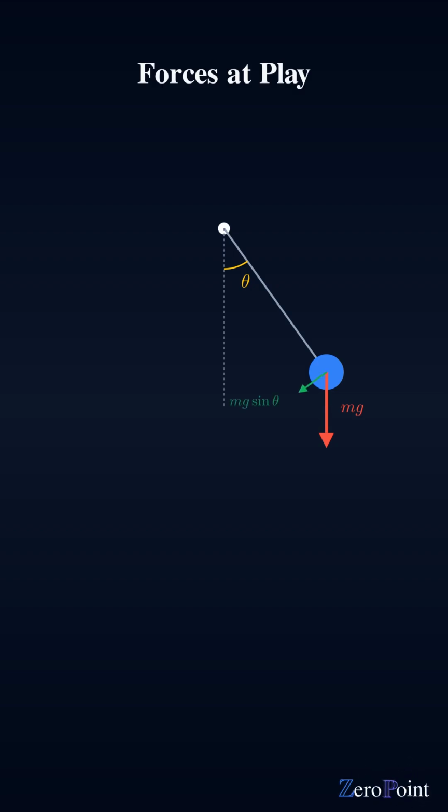But here's the clever part. We can break gravity into two components. The tangential component, mg sine theta, is what actually makes the pendulum swing. The other component just pulls along the rope, and the tension cancels it out. Tension. The tension in the string always points toward the pivot, keeping the bob on its circular path.